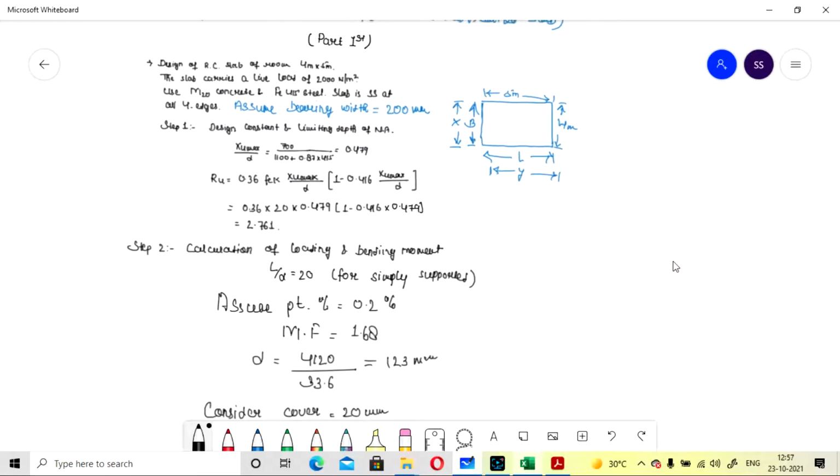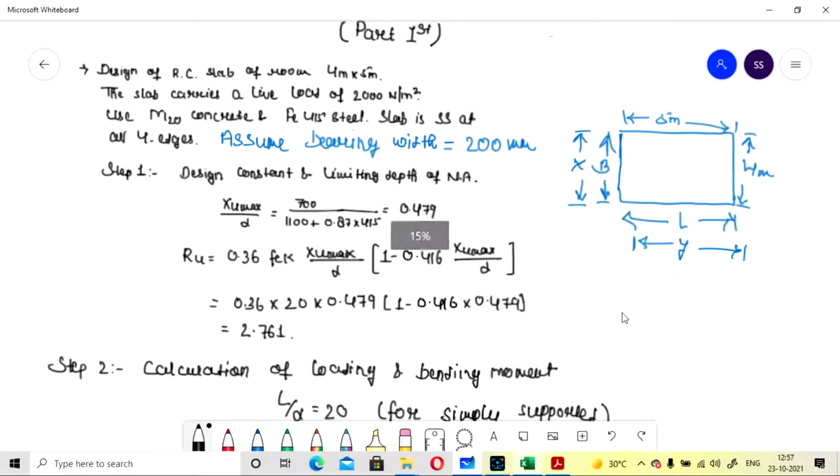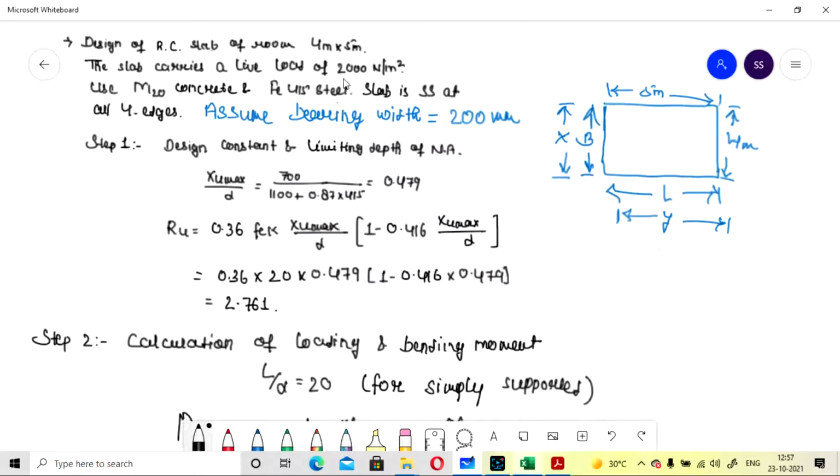Now there is a question: design an RC slab for a room of 4 by 5 meter. The slab carries a live load of 2000 Newton per meter square, and we are going to use M20 and Fe 415 steel. This is our concrete grade and this is our steel grade. The slab is simply supported, and we are going to assume the bearing width, that is the width of the supports, a beam or wall, whatever is given there, as 200 mm. In practice, this value is given.